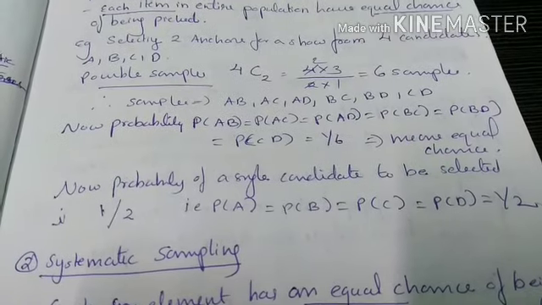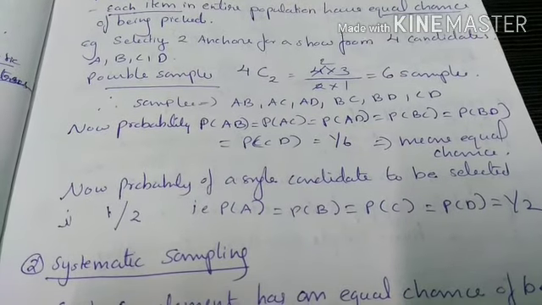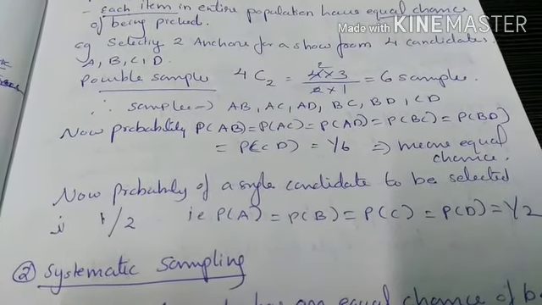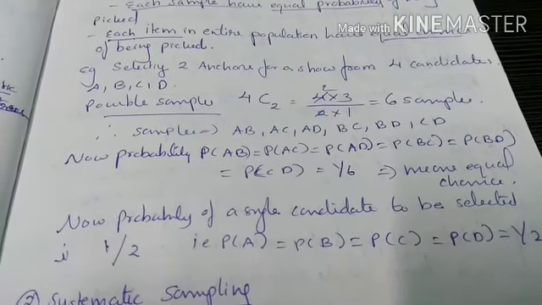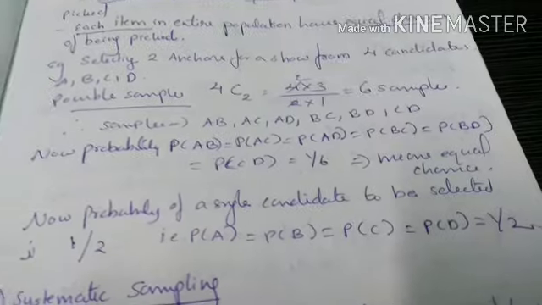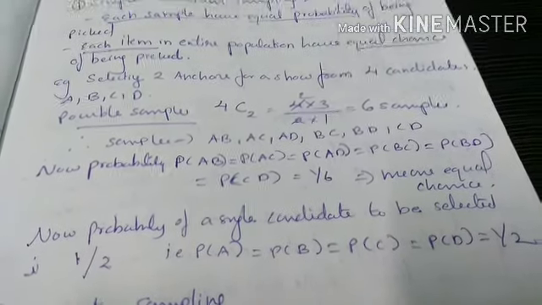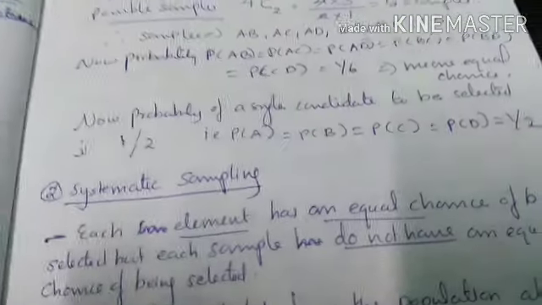Now the probability of a single candidate being selected is half. That is, P of A equal to P of B equal to P of C equal to P of D equal to 1 by 2. Since only 2 anchors will be selected, the base will be 2 and one of them has a probability of 1 by 2. That is equal probability.